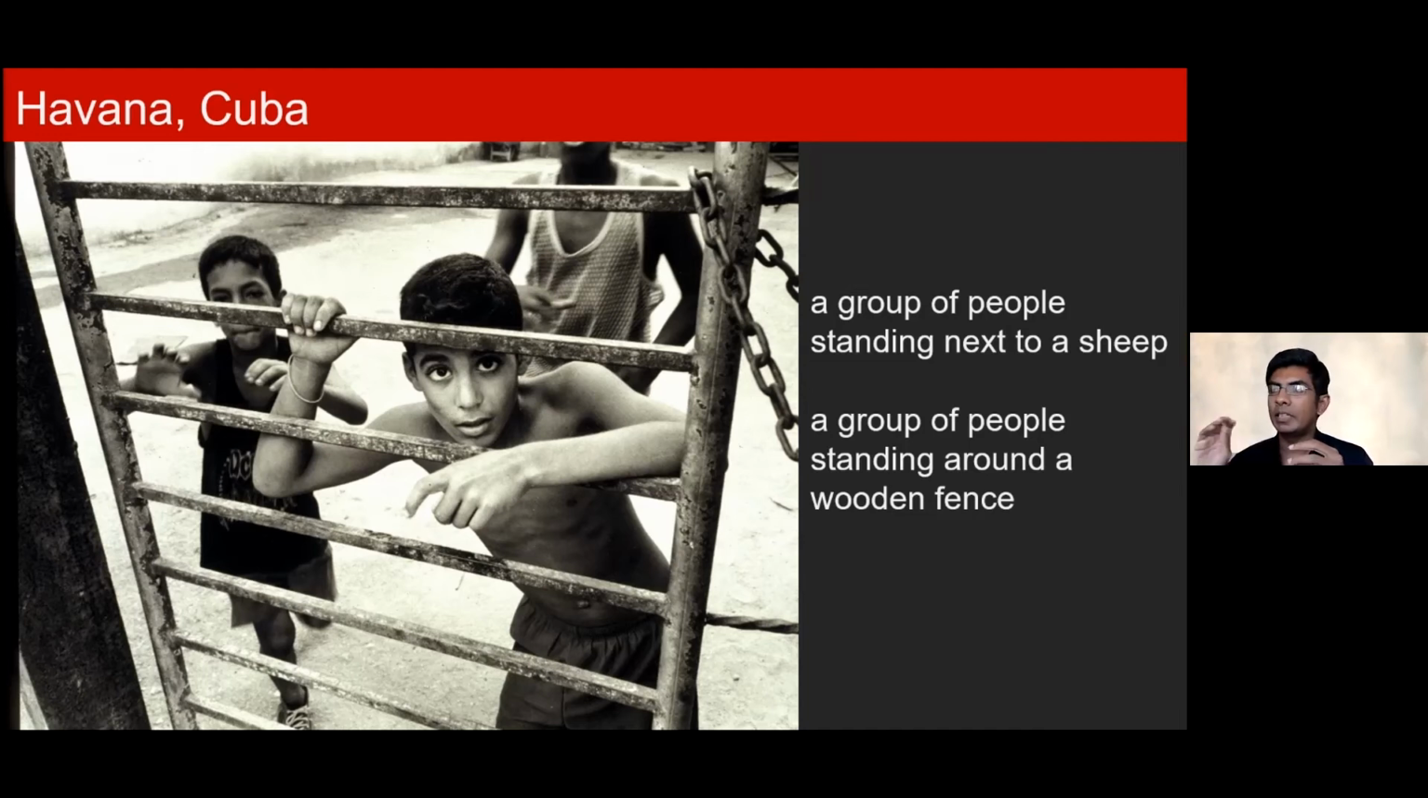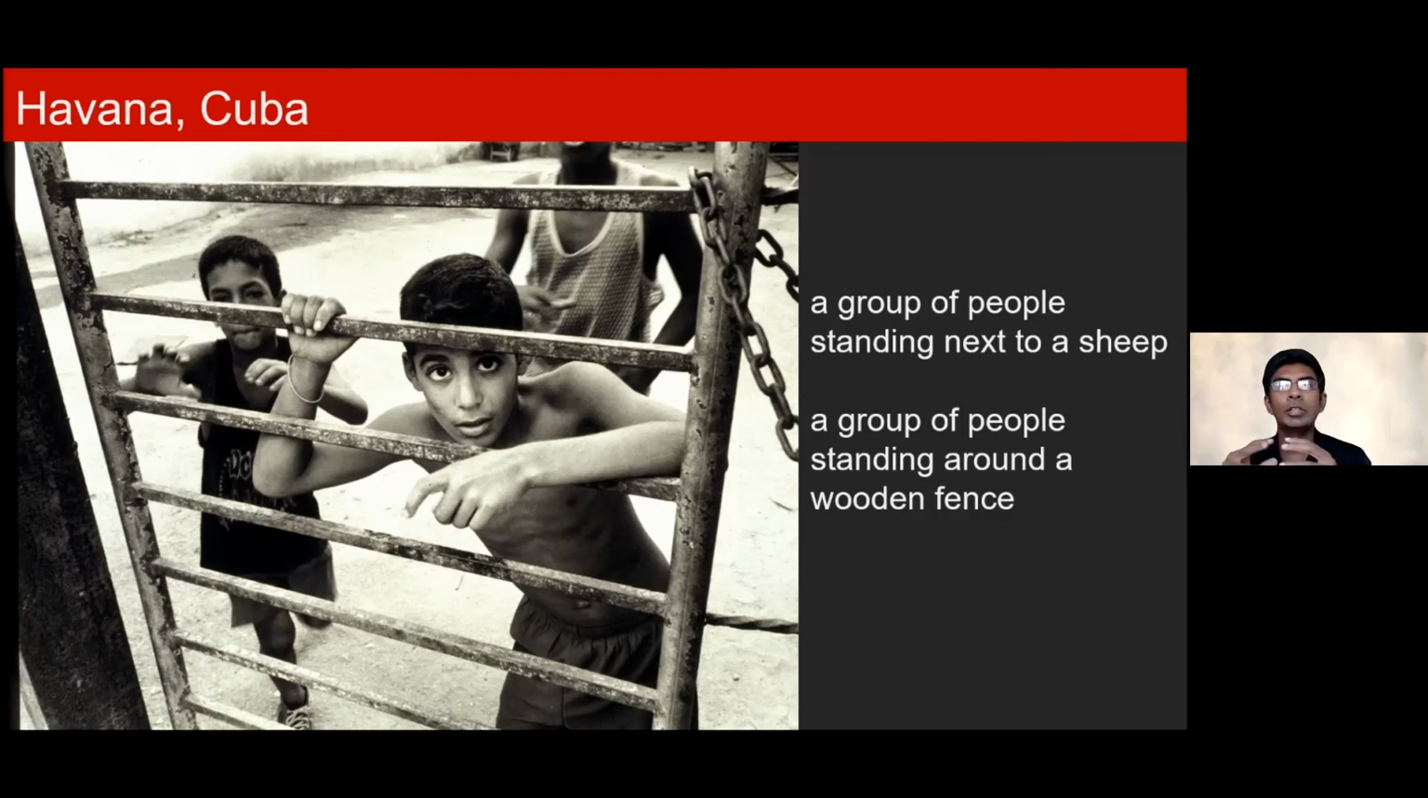But I don't know, maybe it's that white space in the background or the shape or the texture of the shirt that the person in the back is wearing. Somehow, the machine is trying to interpret it as a sheep. That's not accurate. But in the second one, at least it's gotten better. Although it's not a wooden fence, it's a metal one, but a group of people standing around the fence.